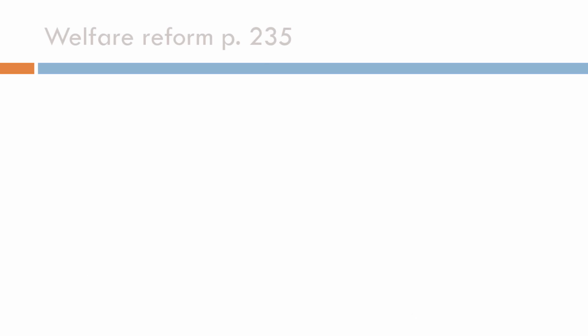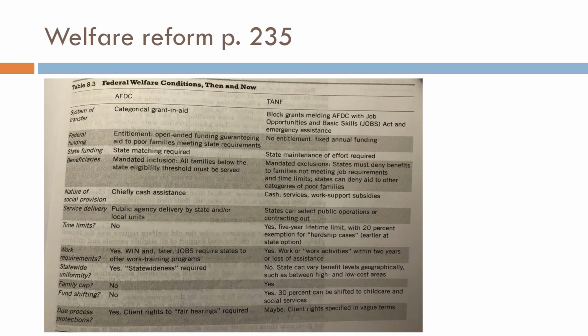And then to put this all together, on page 235, Gilbert and Terrell do this amazing job with this table. I'm sorry I wasn't able to recreate it. I just took a picture of it, but they use AFDC, Aid to Families with Dependent Children, and TANF, Temporary Assistance for Needy Families, as the before and after of welfare reform to look at all of the different topics essentially that are covered in the chapter.